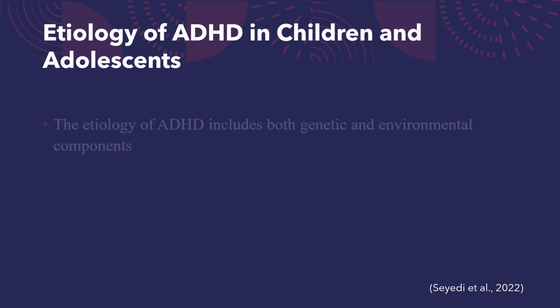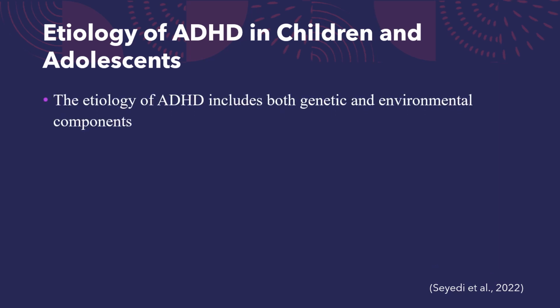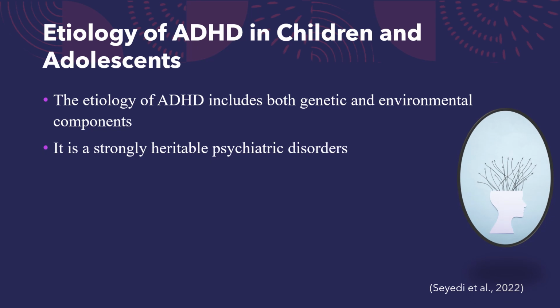The etiology of ADHD is related to a variety of factors that include both an environmental and genetic component. It is one of the most heritable conditions among psychiatric disorders. Siblings have twice the risk of having ADHD than the general population. There are no consistent findings on the brain imaging of individuals with ADHD.